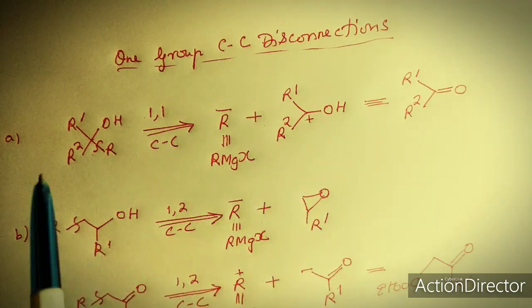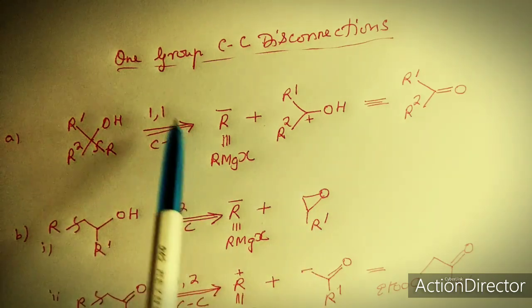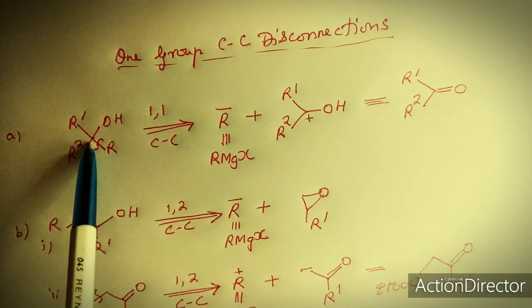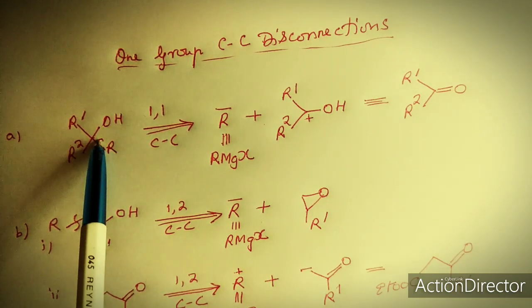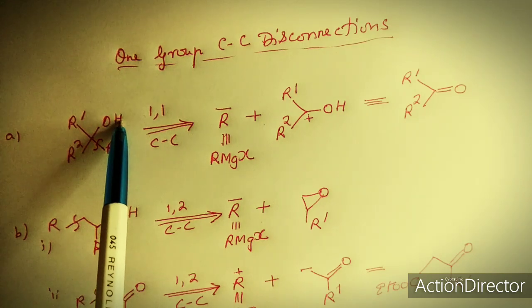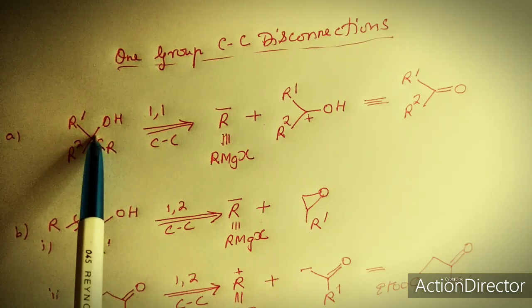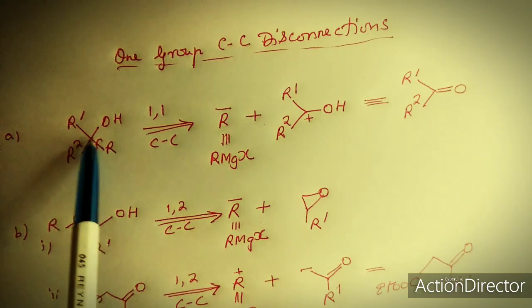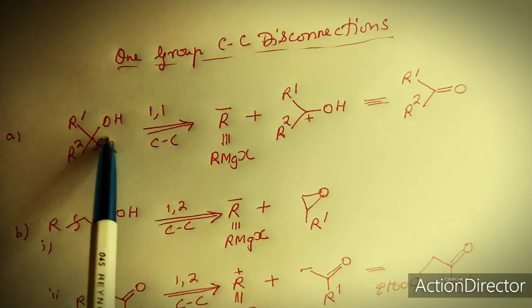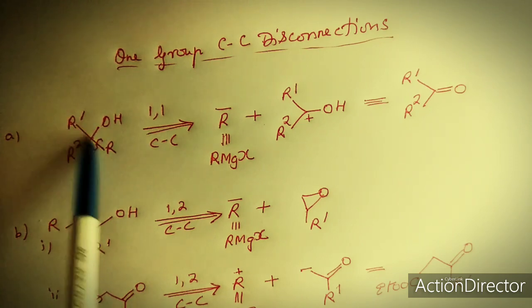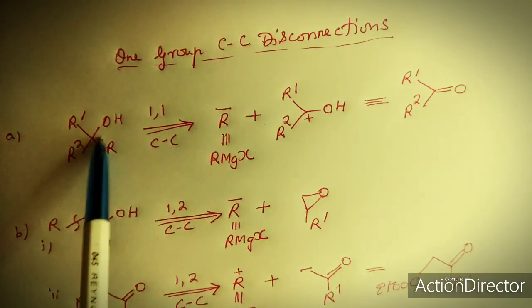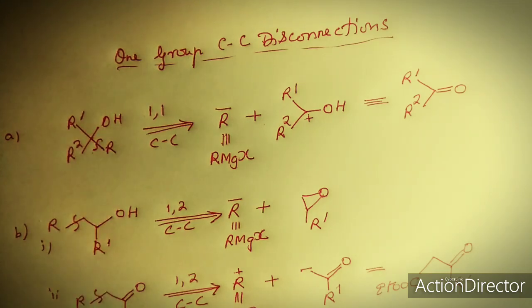So what type of disconnection is this? 1,1. Why are we calling it 1,1? Because we are disconnecting the carbon which is attached directly to this functional group. So this is the one carbon, and it is being disconnected at this point only. Can you see here? It could be here also. Even then, it is this point which is connected to the functional group. Hence the name 1,1.